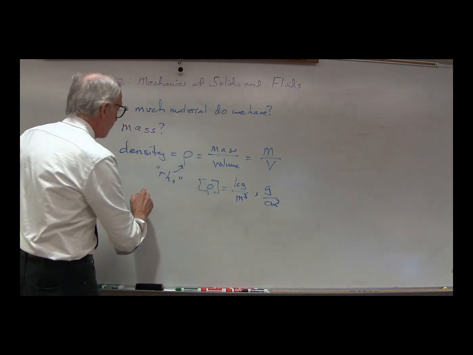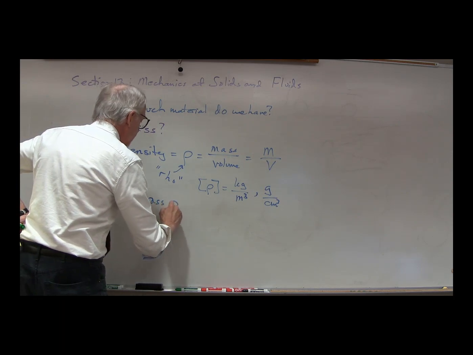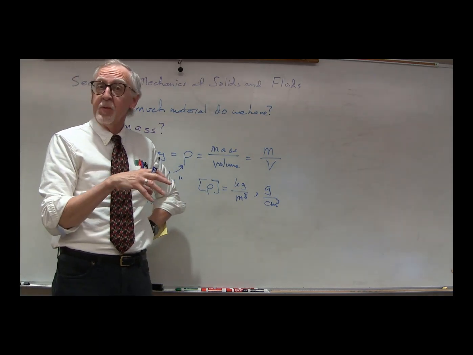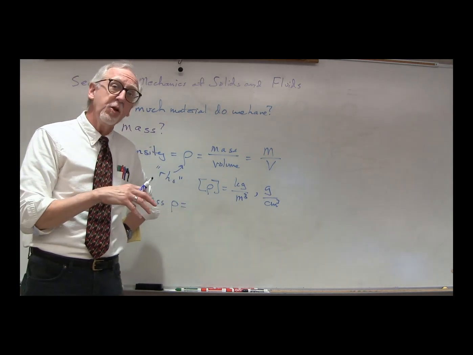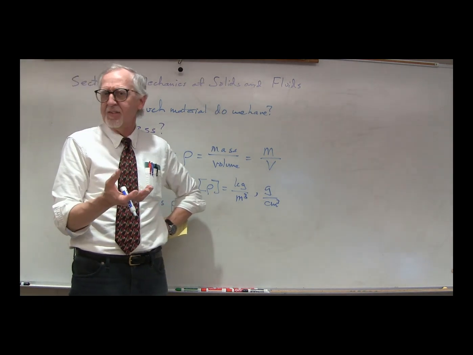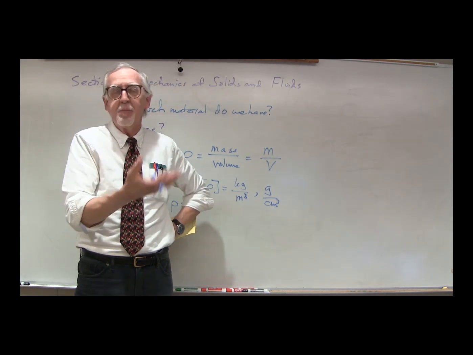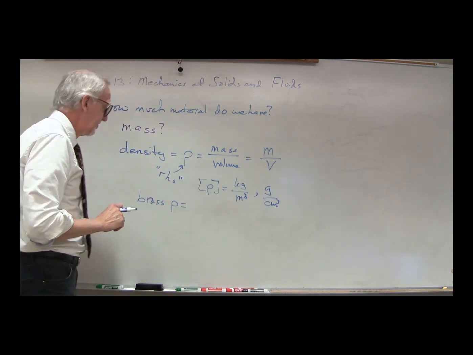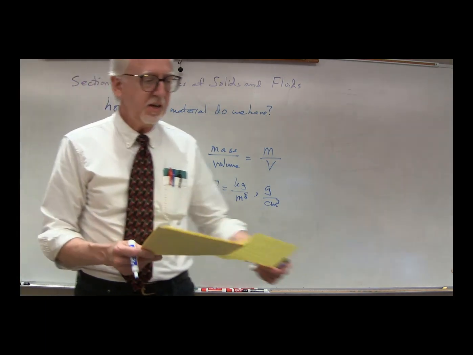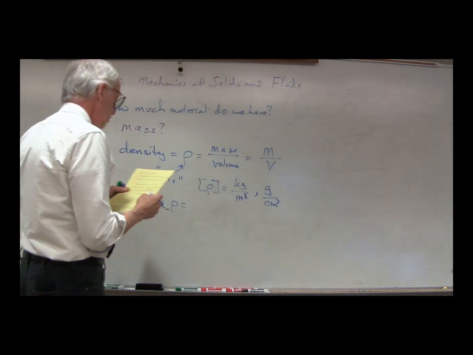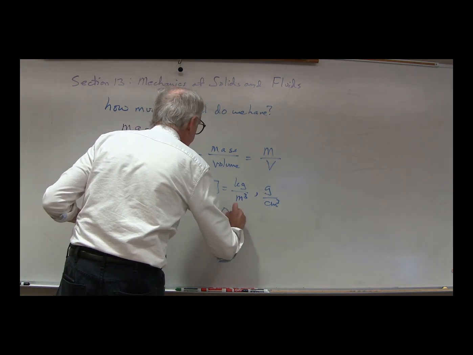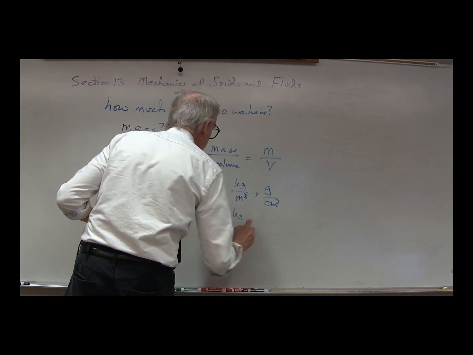For example, for brass, the density depends on what alloy we're talking about. Brass is an alloy of copper and zinc, and depending on how much of each, and on the properties that you want the brass to have, it can have different densities. But for one particular form of brass, the density is equal to 8,530 kilograms per meter cubed.